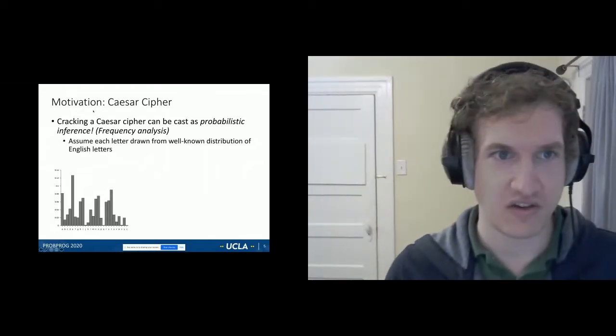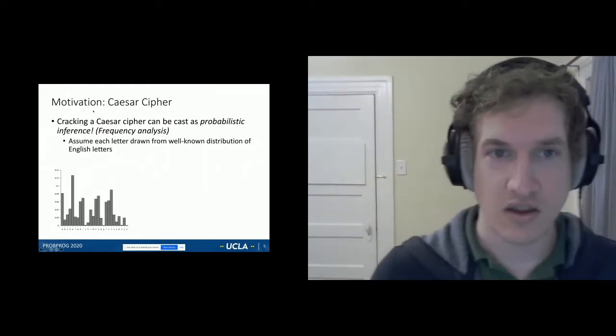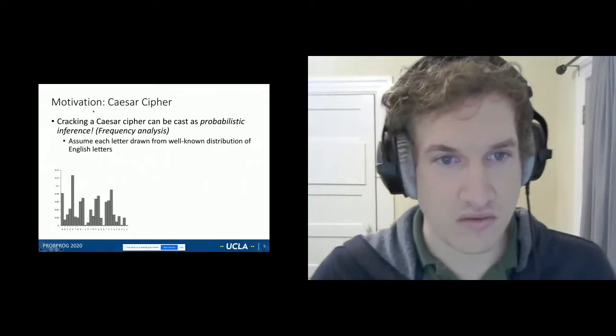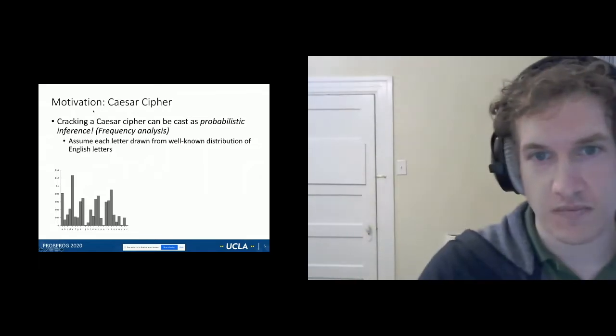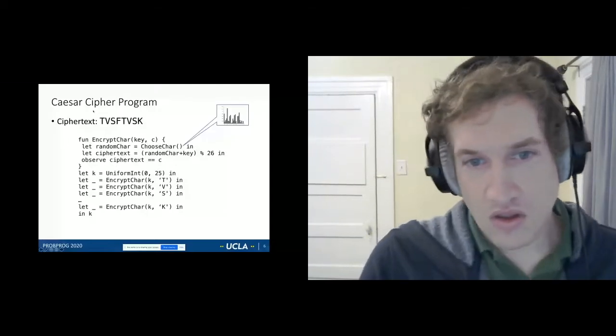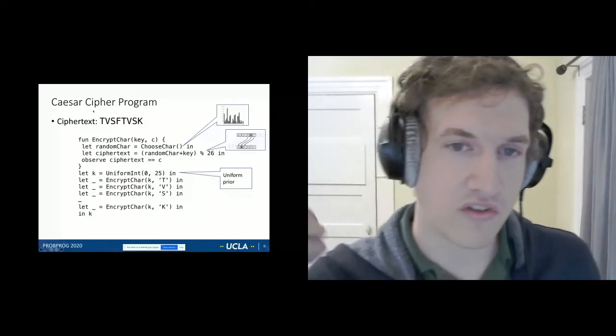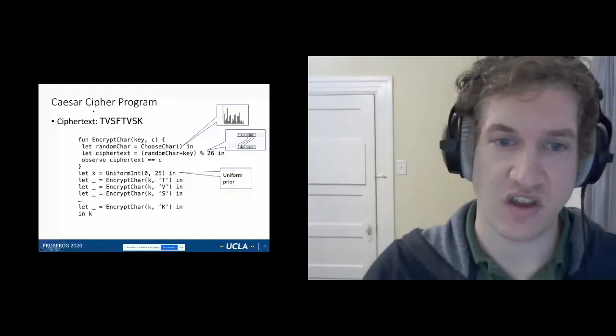So maybe our ciphertext here is TVSFTVSK, which is ProbProg encrypted with some key. Here's the code on the screen. We have a function, encryptChar, which takes a key and the observed ciphertext C. First, it draws a character from this empirical distribution on the letters in the English language. Then it encrypts it, so it swaps it with the key. And then it observes that the ciphertext takes on a particular value, the sampled character. So encryptChar is going to be our workhorse. It's going to be encrypting each character one at a time and observing that it equals the ciphertext.